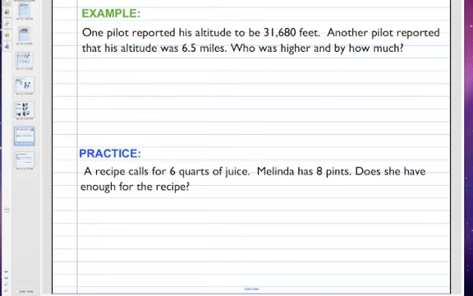We can use conversions to solve various problems. Let's say we have the problem that follows. One pilot reported his altitude to be 31,680 feet. Another pilot reported his altitude was 6.5 miles. Who was higher and by how much? Well, the first thing I notice is I have two different units. I have feet and miles. And in order to answer this question, I need to have them be in the same unit. So I'm going to convert the 31,680 feet to miles by using a proportion.